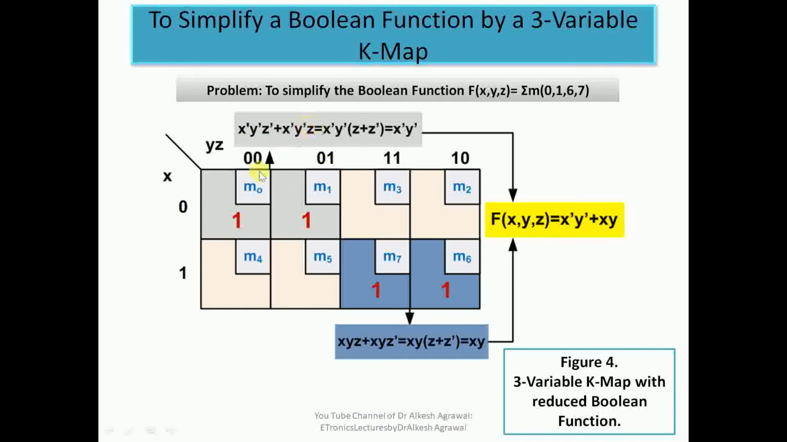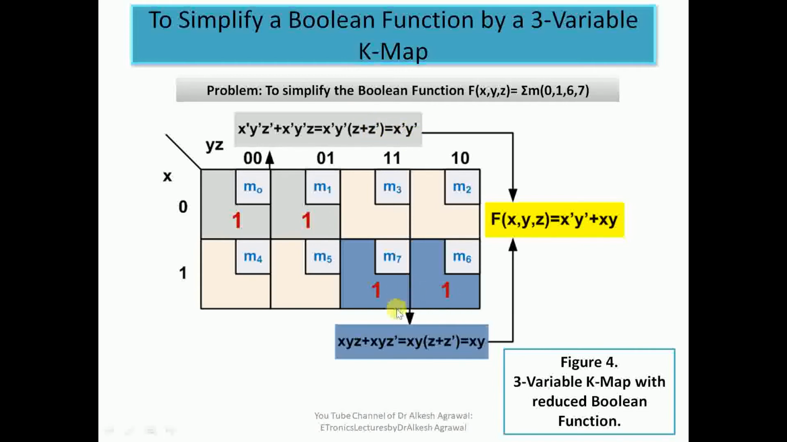So if you see these two minterms here, X bar and Y bar are common. So we took X bar, Y bar common. From this term we have Z bar, from this we have Z. So we have Z or Z bar, and Z or Z bar is equal to 1. So finally what we got is X bar and Y bar.